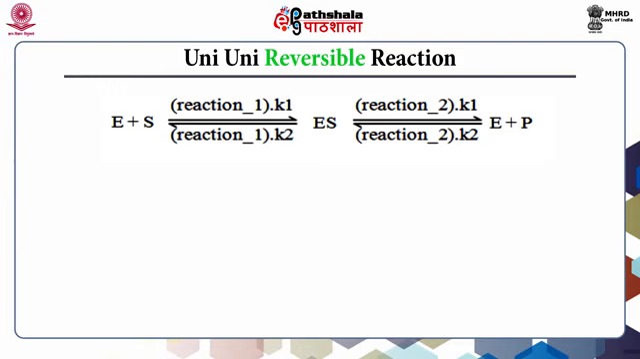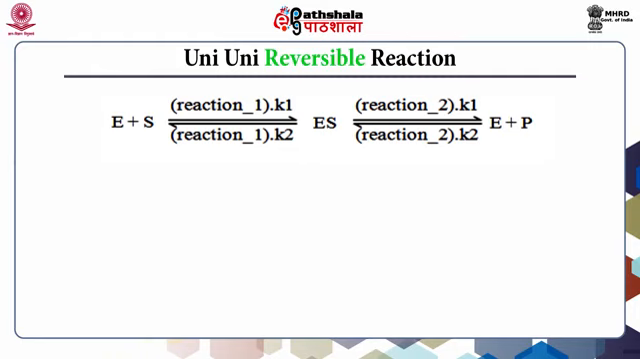That is, the rate constant in the first reaction in the forward direction is represented with the symbol reaction_1.K1. The reaction_2.K1 is the rate constant for the second reaction in the forward direction, that is the formation of the product from the enzyme substrate complex. The reaction_2.K2 is the rate constant for the second reaction in the backward direction, that is binding of the product with the enzyme to form the enzyme substrate complex, ES.